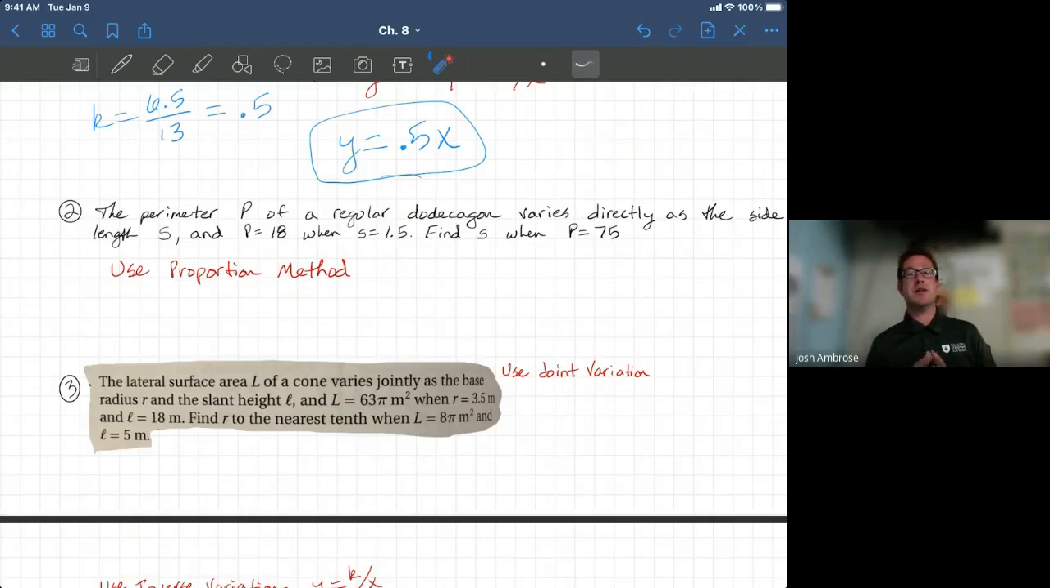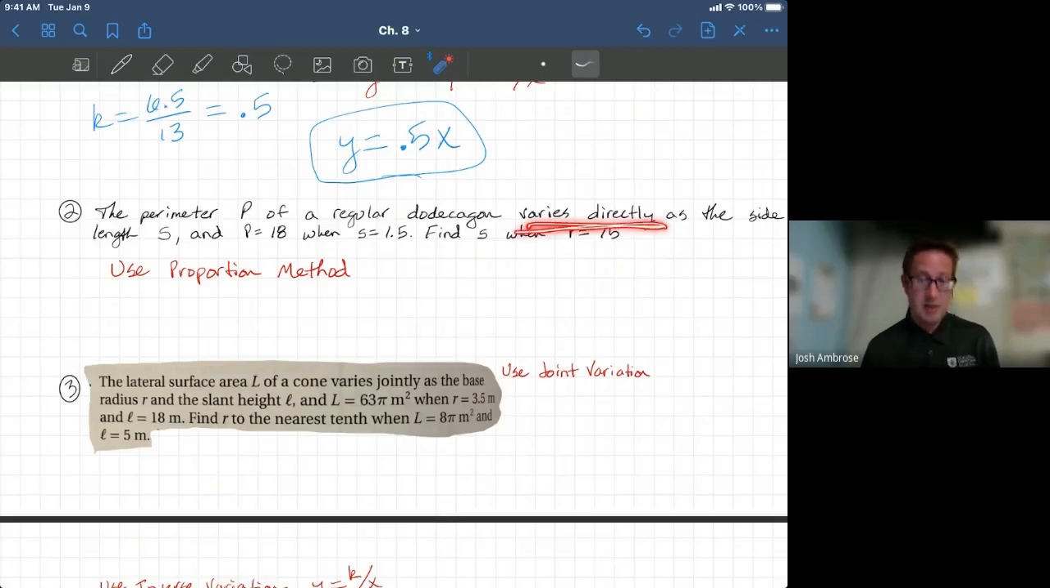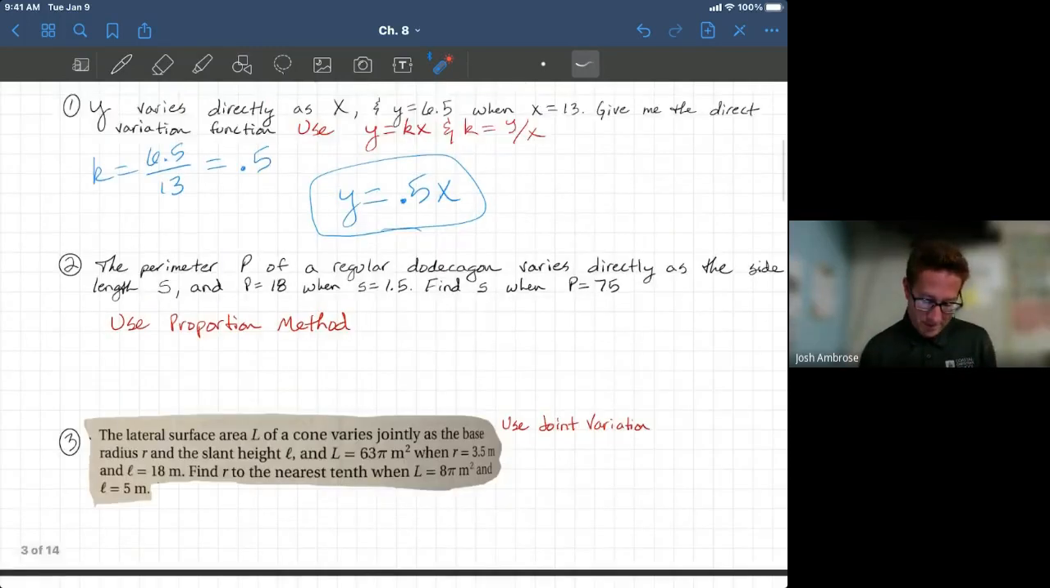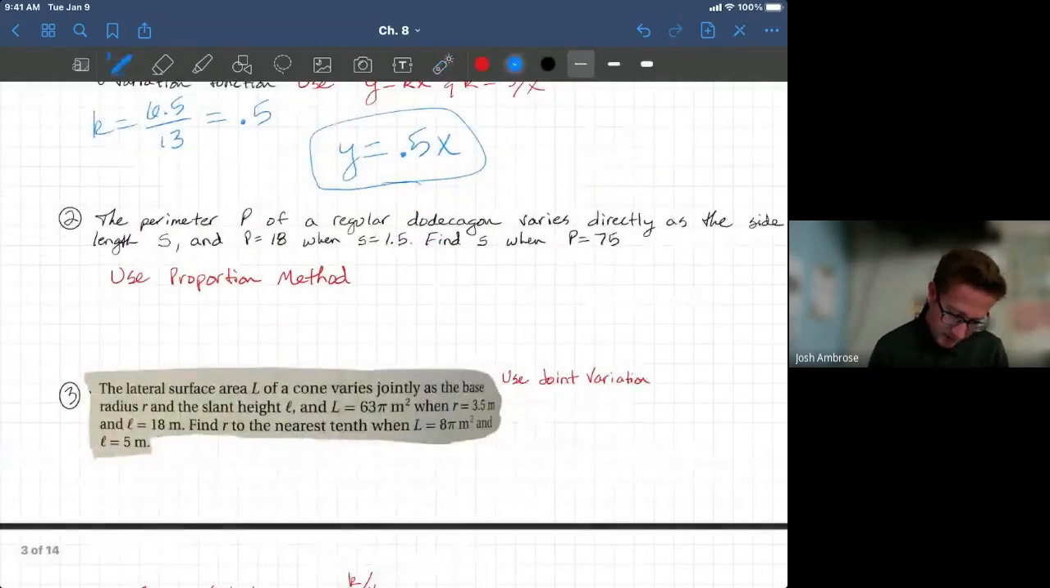So you're going to notice they're giving us more information in the second example problem than they did in the first, and this is the proportion method. They do say that it varies directly, so you are thinking direct variation, but there's more numbers here than we have spaces for, so we're going to have to use the proportion method. All right, so let's set this up.